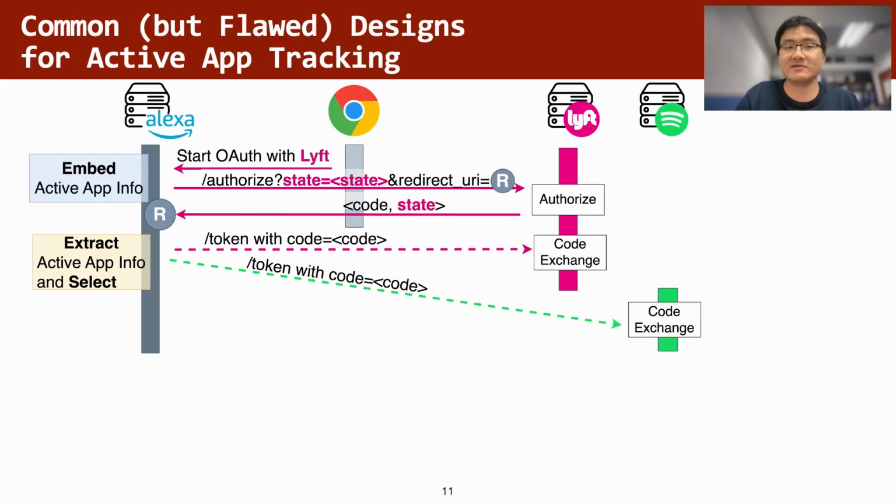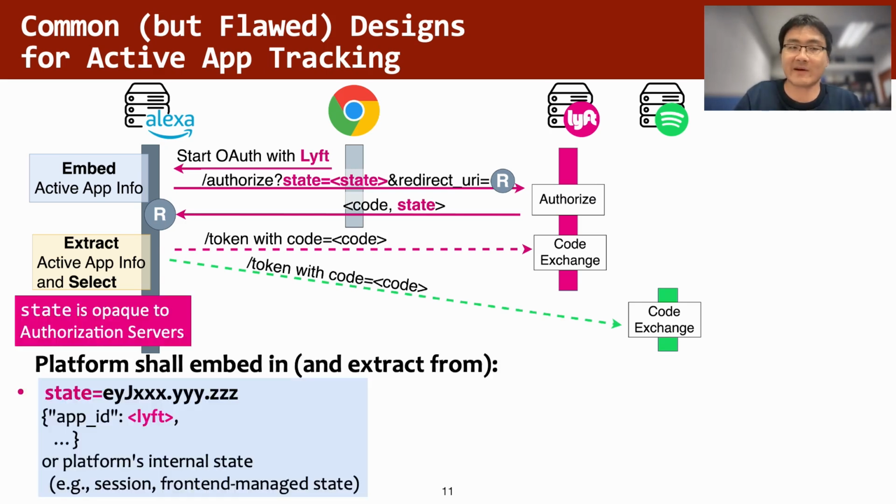There are two common patterns to do the active app tracking. One way is through the state parameter. The state parameter passes along the authorization phase, so when the state is generated, an app ID can be embedded therein, for example, as a JWT claim. Just so you know, the same information can also be tracked by other internal states of the platform, so it's not limited to the state parameter, but could also be, say, the platform session, or even a front-end managed in-memory state. This information alone is adequate already to fulfill the functional needs of app tracking. However, it is insufficient from a security standpoint.